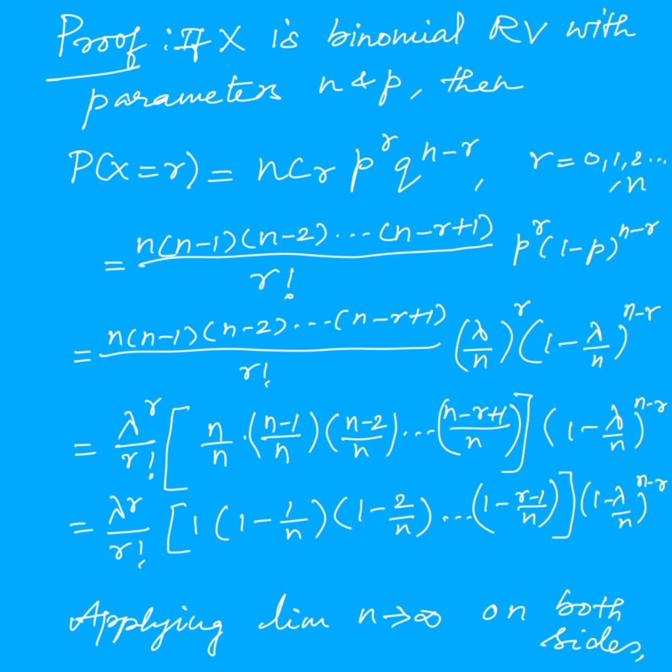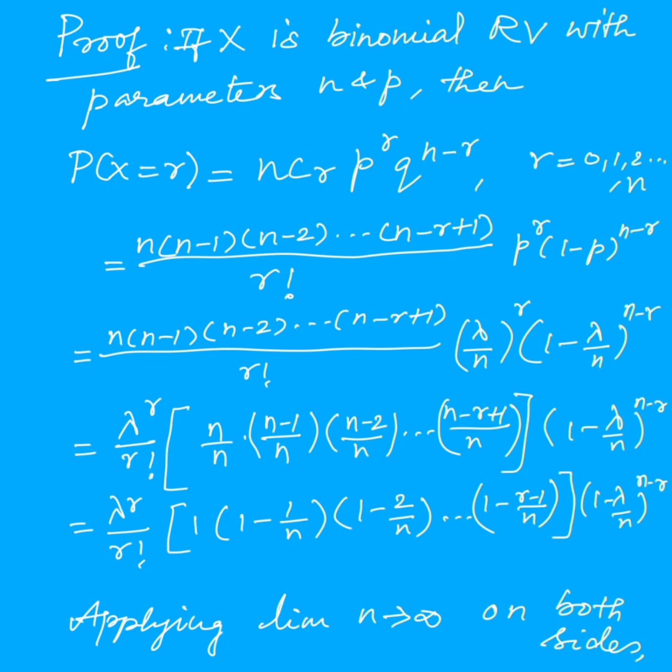If we divide each factor by n, the remaining terms become 1, 1 minus 1 by n, 1 minus 2 by n, etc., up to 1 minus r minus 1 by n. So we have already taken lambda power r by r factorial out, and after dividing by n, we are getting these r factors like this. The ending term is 1 minus lambda by n whole power n minus r.